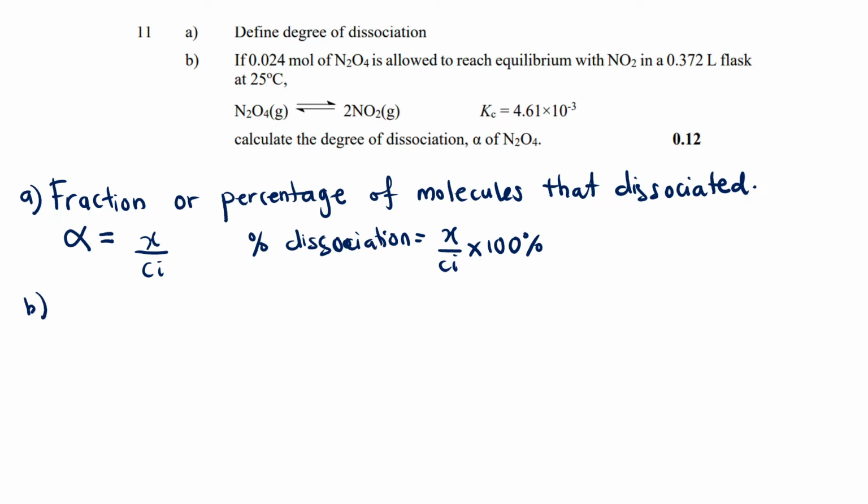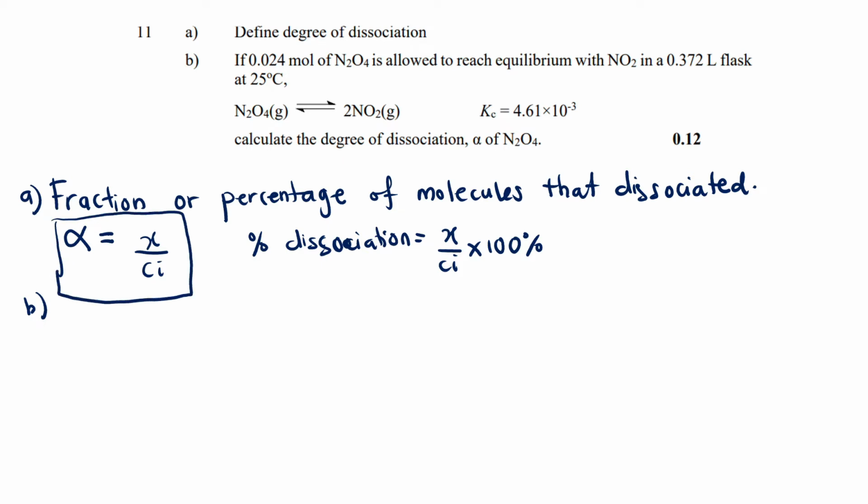If 0.024 mole of N2O4 is allowed to reach equilibrium with NO2 in a 0.372 liter flask at 25 degrees Celsius, given N2O4 gas produced to NO2 gas and Kc is equal to 4.61 exponential negative 3. Calculate degree of dissociation alpha of N2O4. The final answer given is 0.12. Jadi kalau dia bagi 0.12, tiada persen, kita guna formula ini. Tidak perlu darabkan dengan 100%.